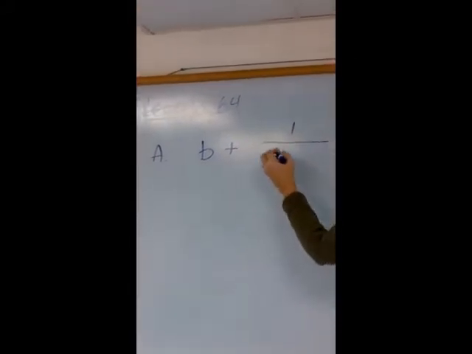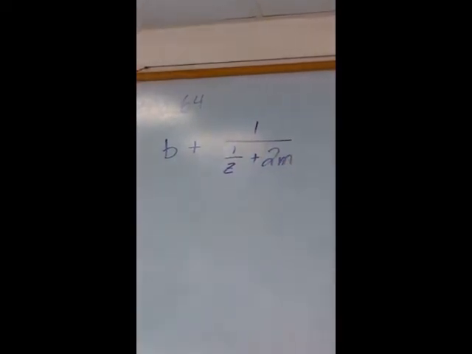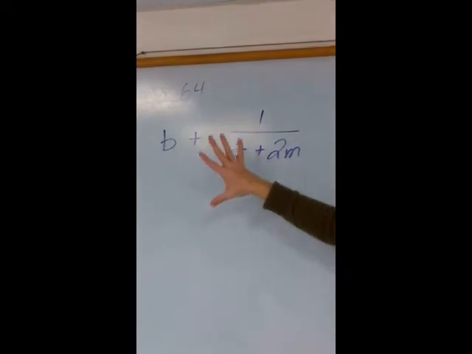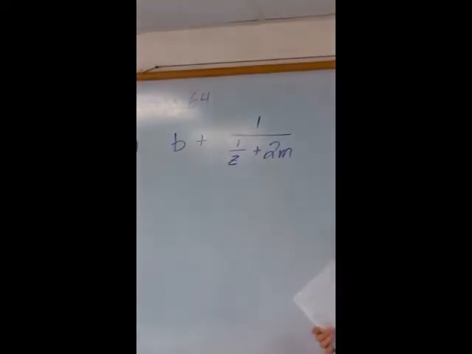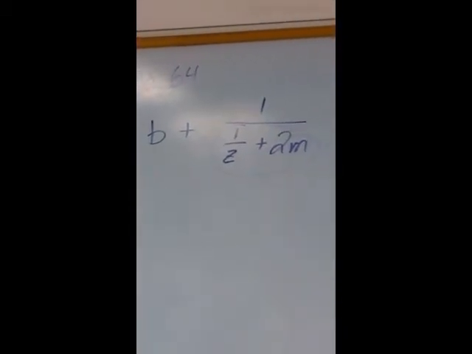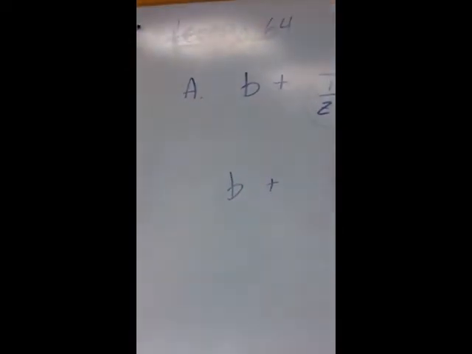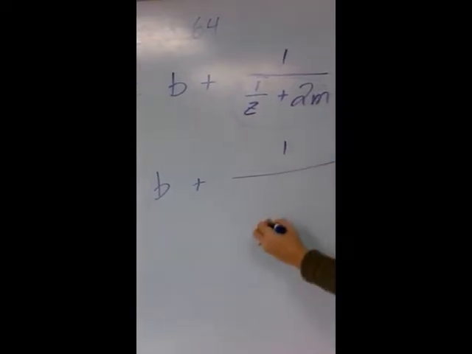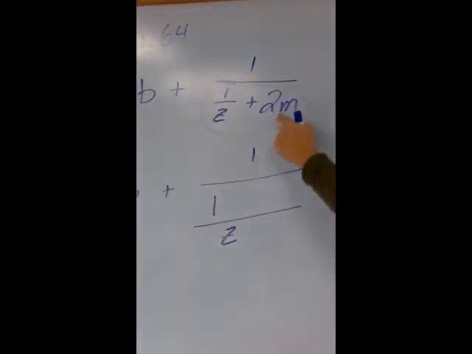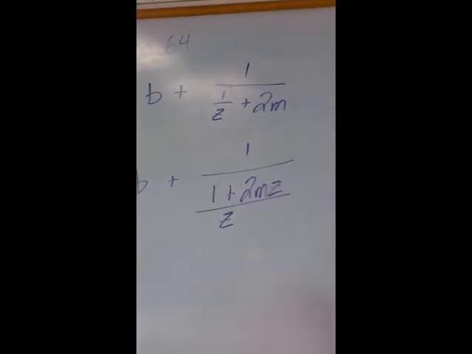B plus 1 over z plus 2m. So your job is to try to get the fractions out of the fraction and try to make it look more simple at the end. So we're going to start here, and we're going to take that mixed number and get a common denominator. So we'll just bring the b down, bring the 1 down, and then our common denominator will be the z, and the 1 is already over the z, and we'll need to add, multiply a z there by the 2m.